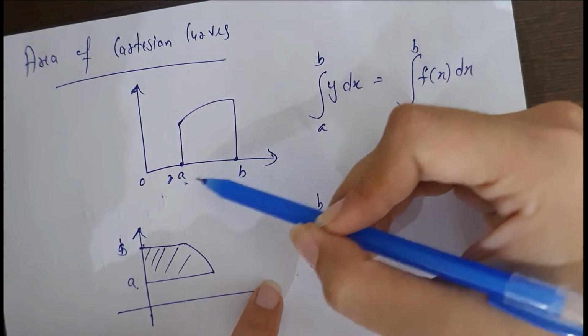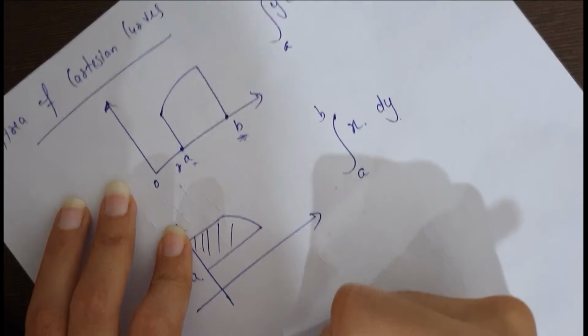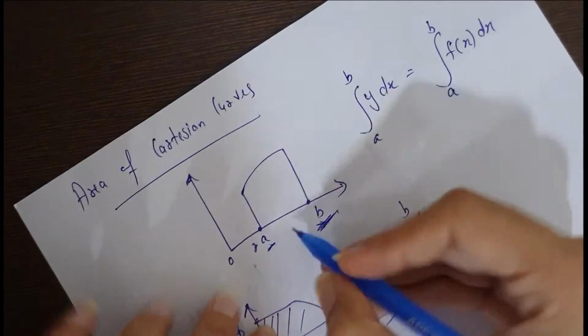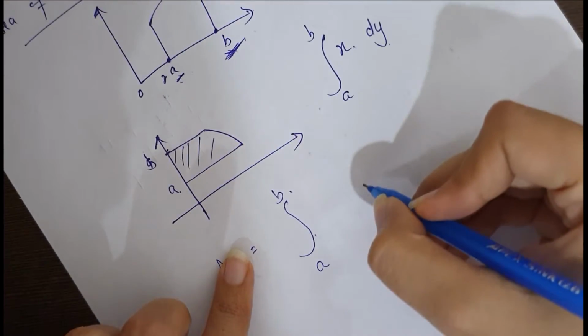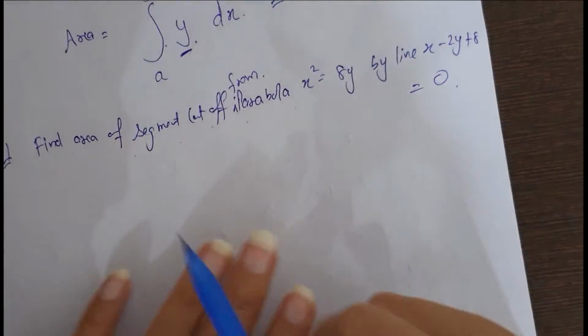If the limit is on the x-axis, then how do we find the area of the curve? We will integrate it from a to b. This is on the x-axis, and here this is y. With an example I will explain, this is the first example.